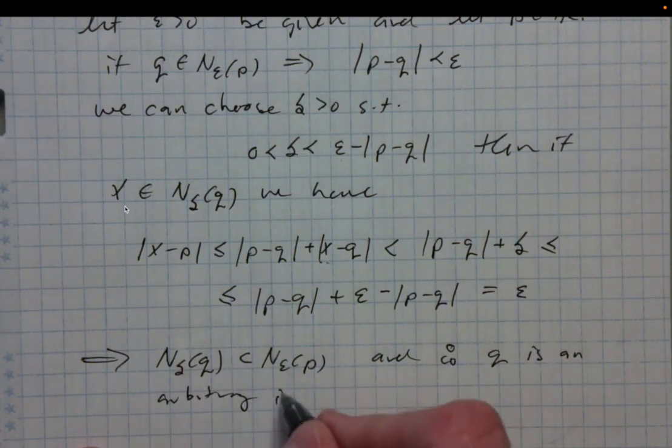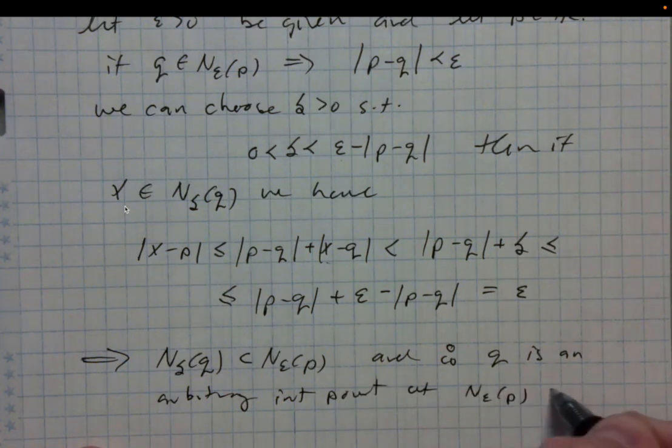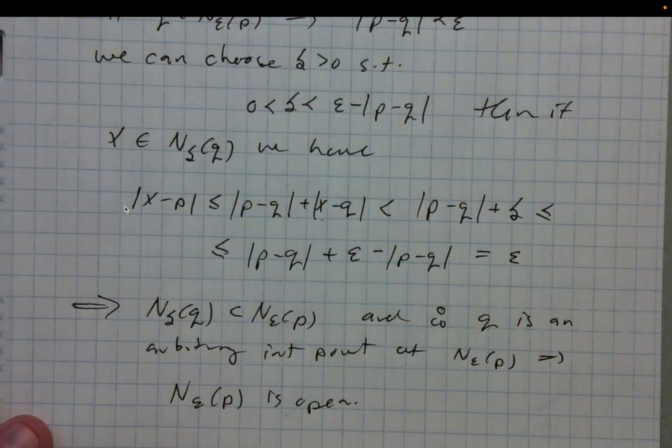Is an arbitrary interior point of the epsilon neighborhood of p, which implies that the epsilon neighborhood of p is open. Right, so hopefully that's clear, but here's the idea.